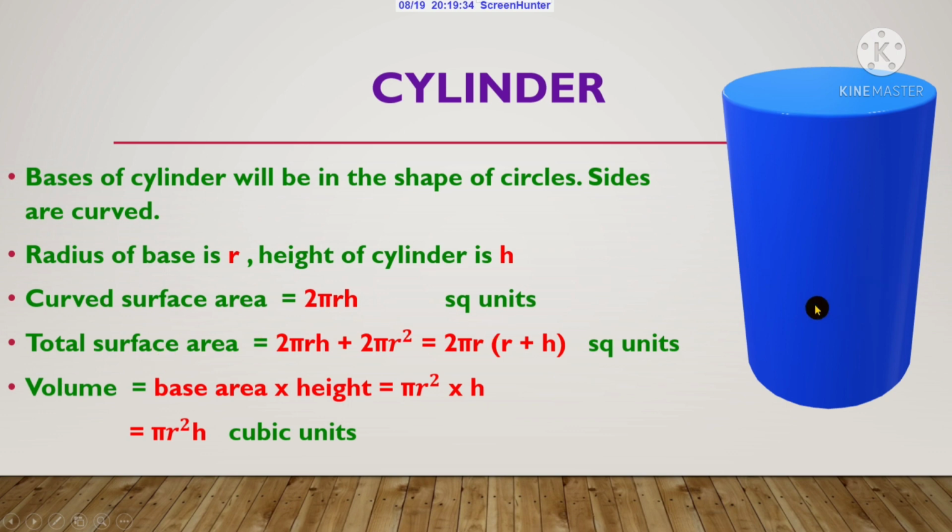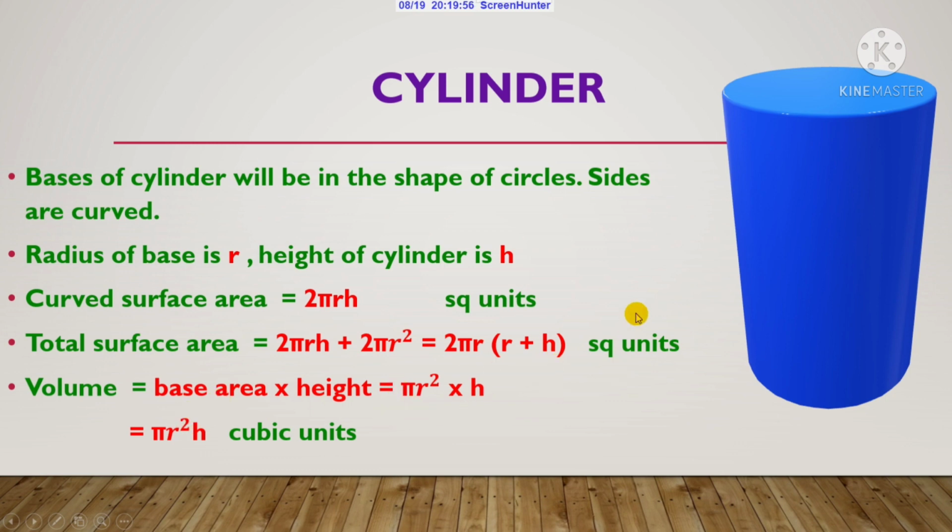So total surface area, that means if you add the top and bottom areas. So what is the top area? It is a circle, and the bottom is also a circle. So you can say pi r square, another pi r square. So 2 times pi r square will be added to the curved surface area. If you take 2 pi r as common, 2 pi r into r plus h. So this is the total surface area formula.